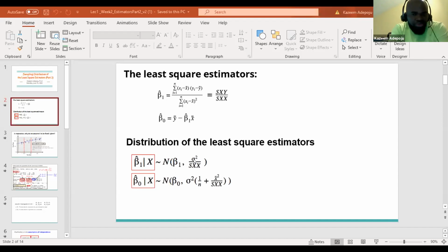Okay? So what you are seeing right now is the distribution of the least square estimators. And we are trying to show the world that the distribution of the least square estimators of linear regression is normally distributed. And we have been able to specify the mean and the variance. This is the mean of beta 1 cap. This is the variance of beta 1 cap. This is the mean of beta naught cap. And the whole of this is the variance of beta naught cap.